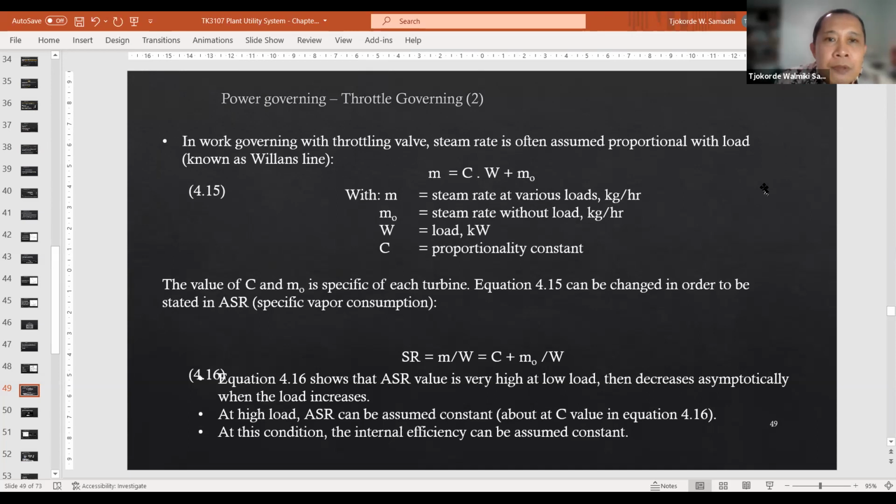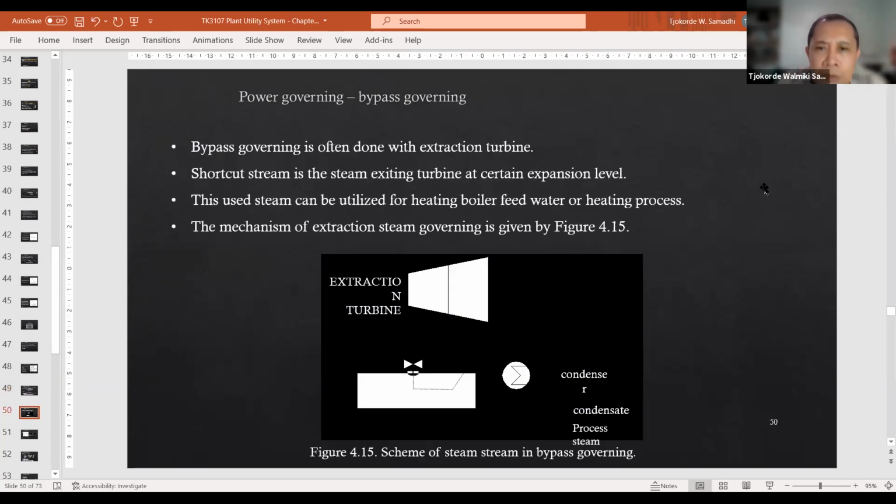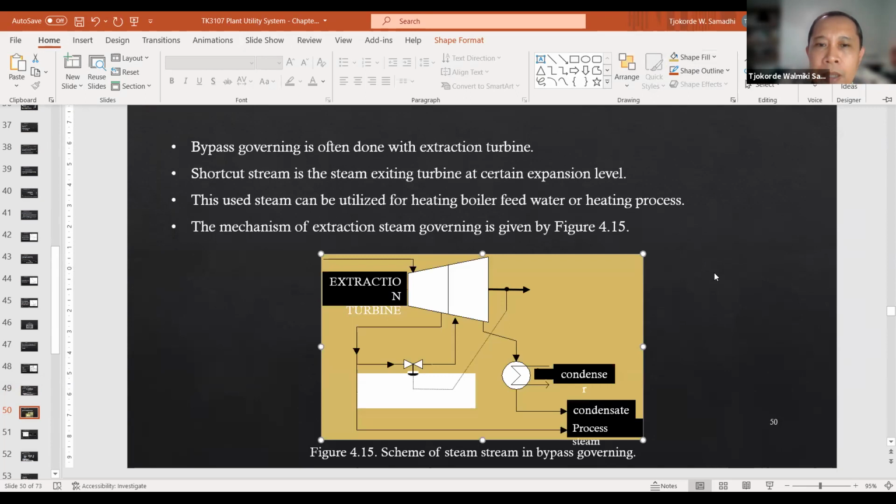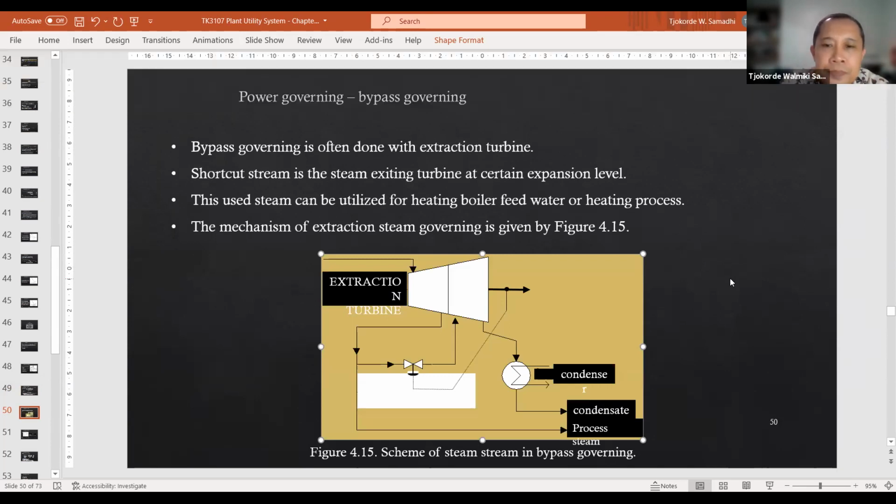All right, so moving on. What happened to the graph here? There we go. That's much better. All right. The second type of governing is called a bypass governing.